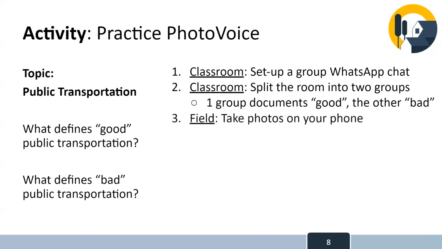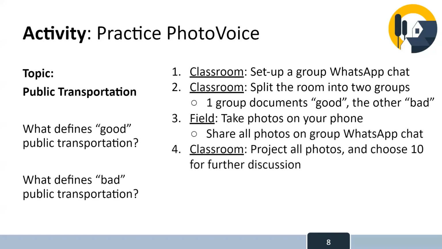And you're going to send them out to the field to take photos on their phones. They're going to share all of the photos in the WhatsApp chat. And so you're going to gather all of these photographs, and you won't have time to print them. So I'm just going to recommend that you project all of the photographs in front of them. You might end up with 50 different photographs. What you're going to ask them to do is choose 10 for further discussion.